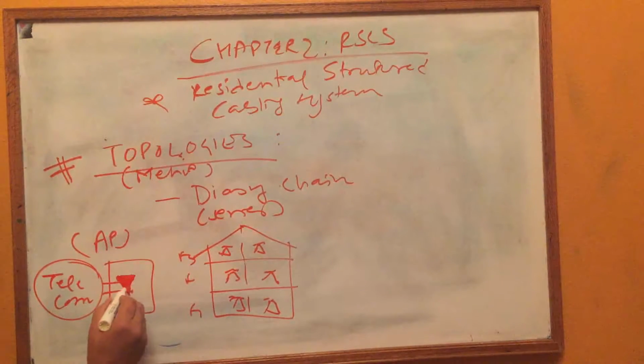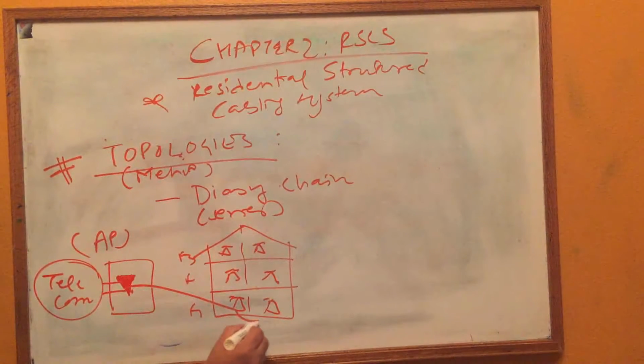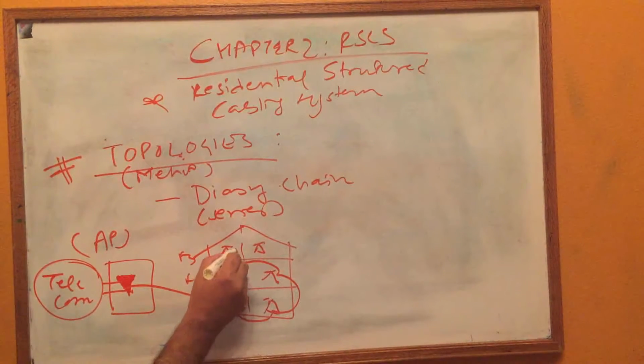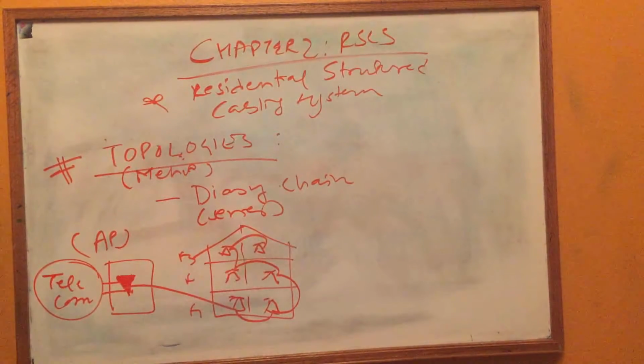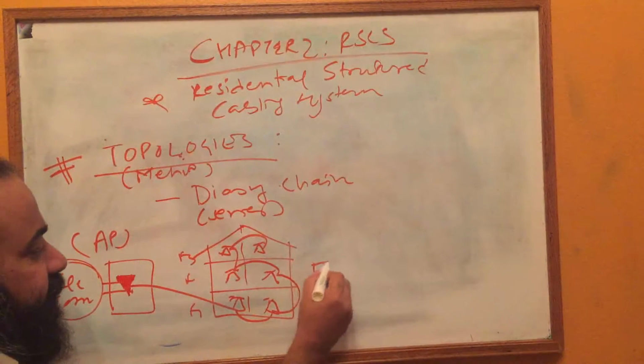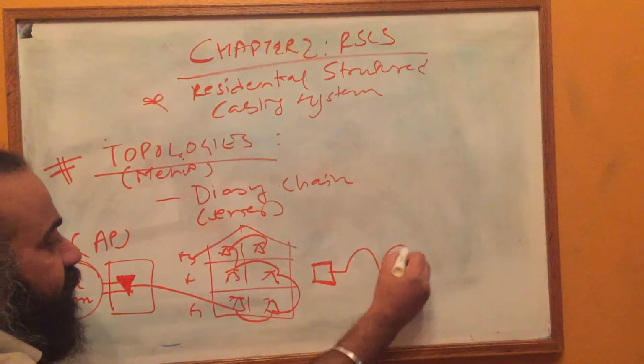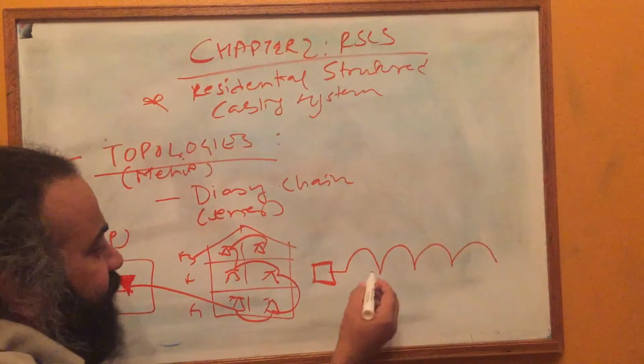So what you will do is run the cable to this guy. The same cable will run to this guy, and the same cable will go to this guy, and to this guy, and to this guy. So what did you learn here? What we learned is there is a source, and we are using hops like this, but the cable remains the same, right?